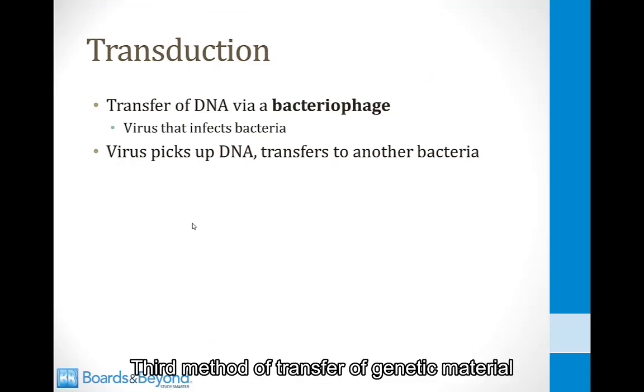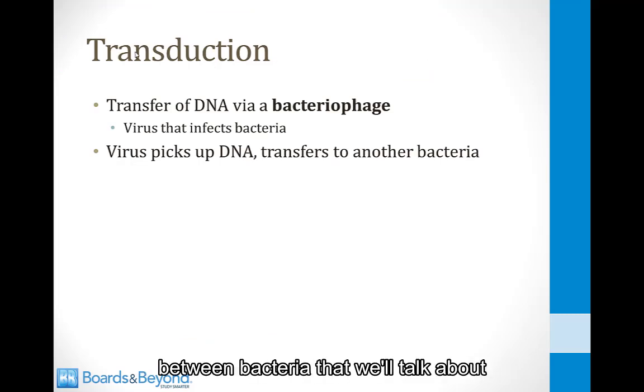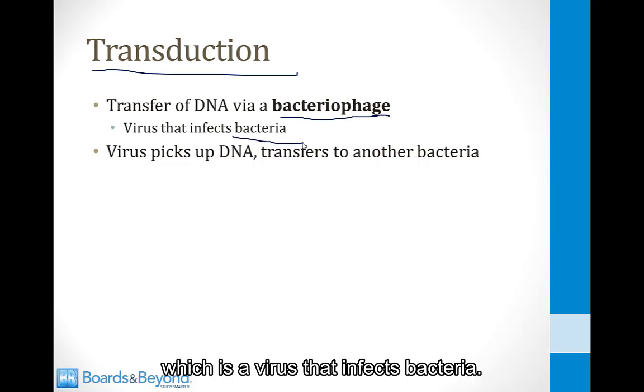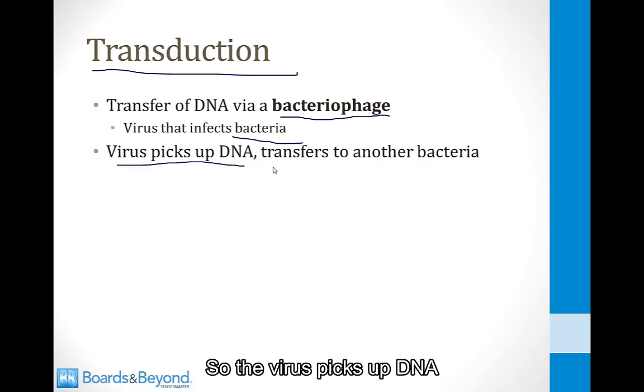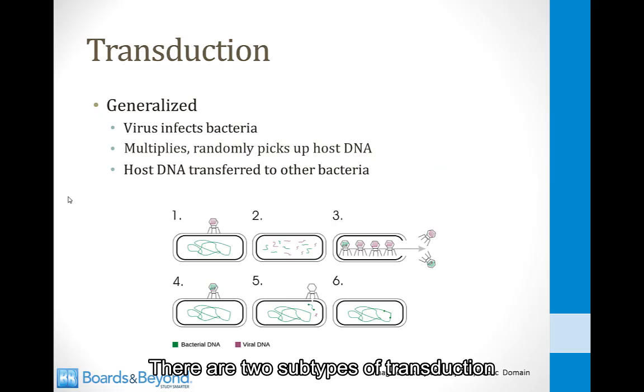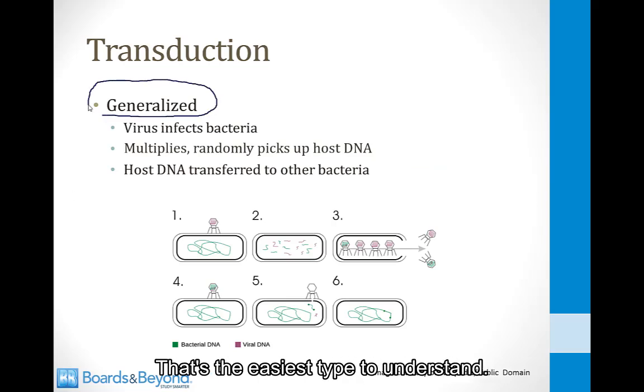The third method of transfer of genetic material between bacteria that we'll talk about is called transduction. And this is transfer of DNA via a bacteriophage, which is a virus that infects bacteria. So the virus picks up DNA and then transfers it to another bacteria. There are two subtypes of transduction that you should know about, and the first type is called generalized, and that's the easiest type to understand.